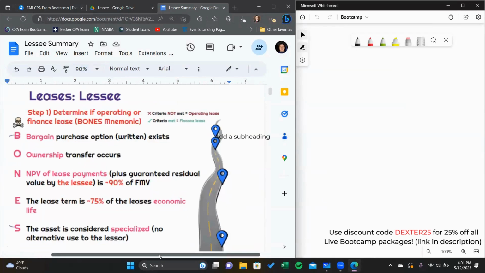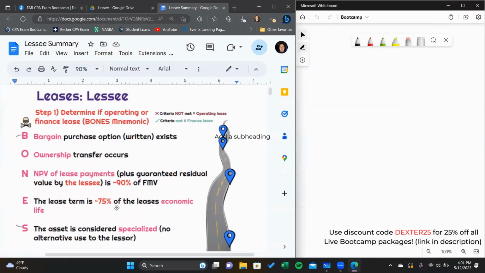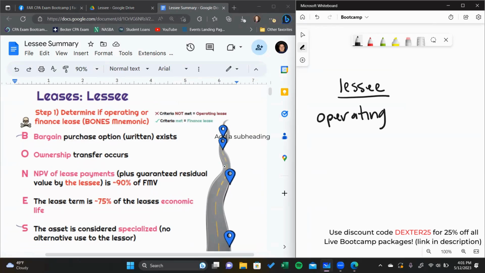Okay, so let's first talk about the criteria for categorizing leases. Now, when we're talking about the lessee, we have two different types of leases. We have operating leases and we have finance leases. Now, the lessee, this is the party that's actually using the asset. So for example, if you leased a car, right, you're the lessee, you're the person doing the leasing.